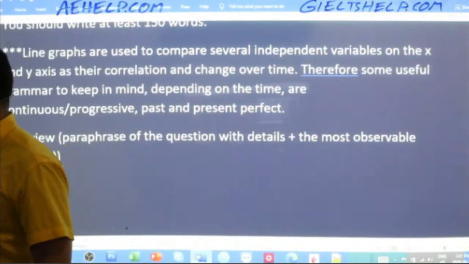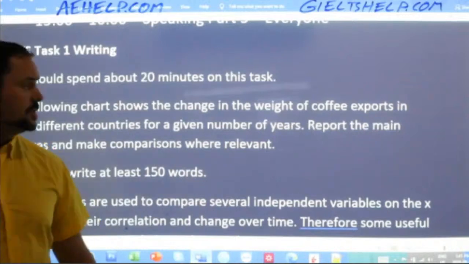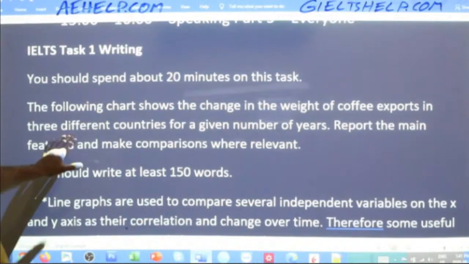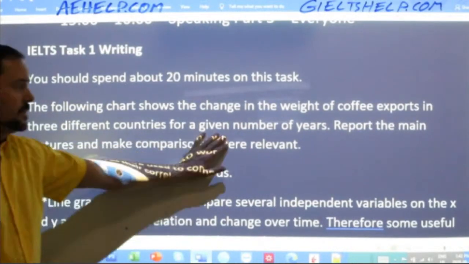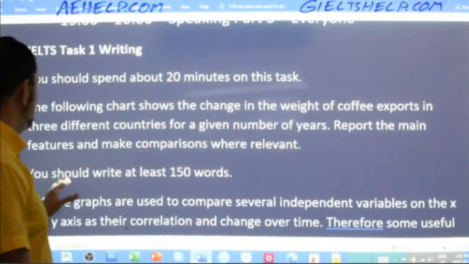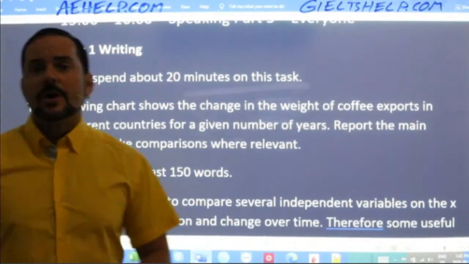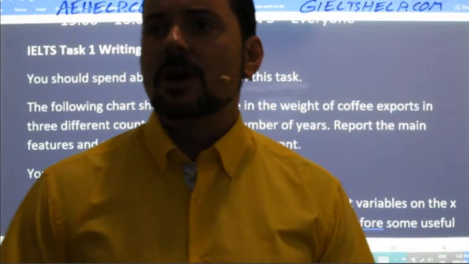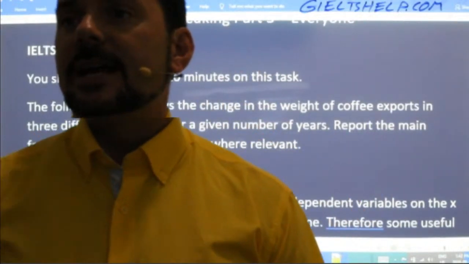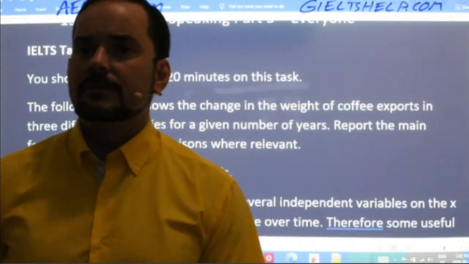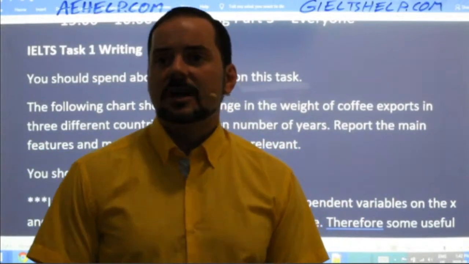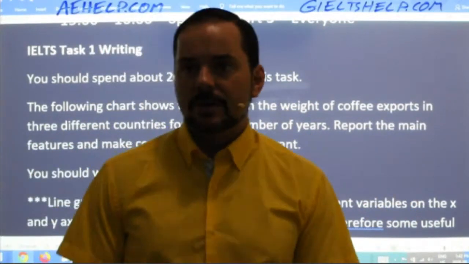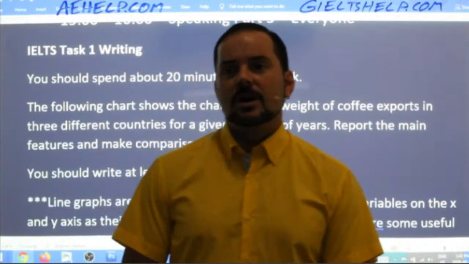All right, so let's write the overview here. Here's the original question. The following chart shows the change in the weight of coffee exports in 3 different countries for a given number of years. Report the main features and make comparisons where relevant. Okay. Dr. Krishna says the provided line chart illustrates the amount of coffee exports in 3 nations for a decade from 2002 to 2012. As per the legend, dotted, dashed, and solid lines representing Brazil, Colombia, and Costa Rica, not Colorado. Colombia, big exporter of coffee, right?